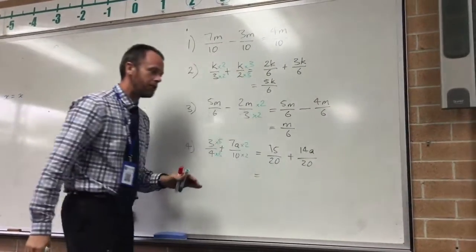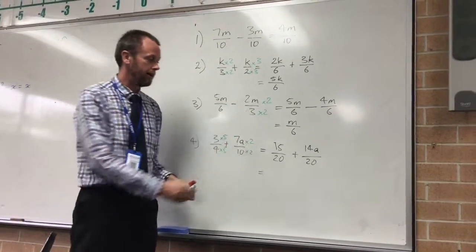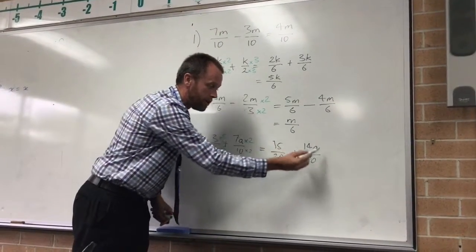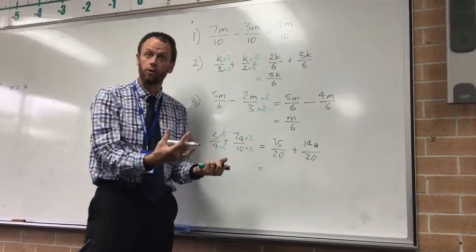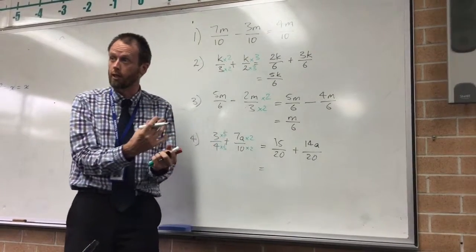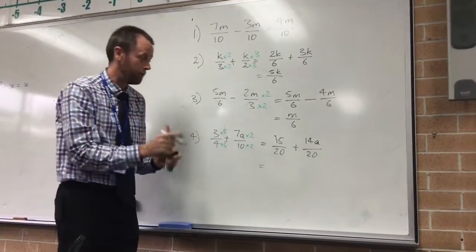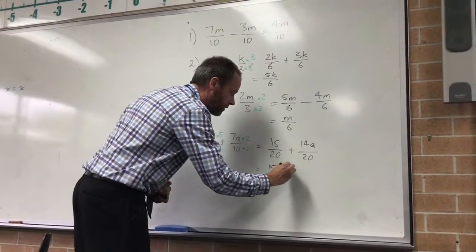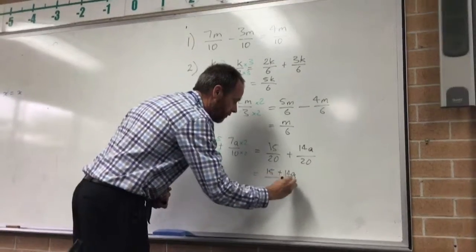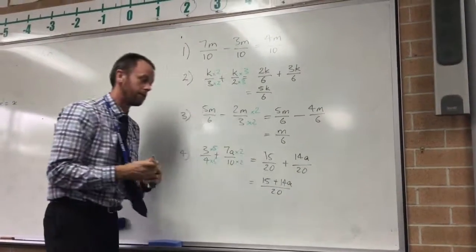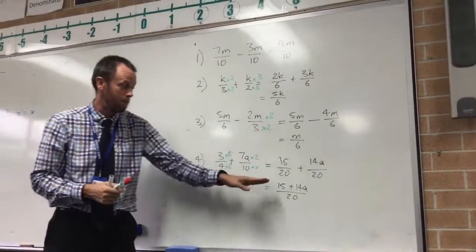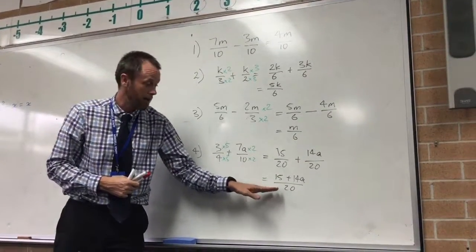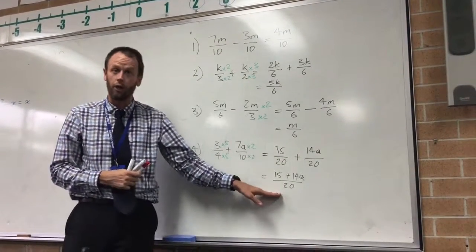I now add these together, but I notice straight away 15 and 14a are not like terms. I can't just join them together. I have to keep them separate. So actually, as far as I can go in this question, is to write it like that. 15 plus 14a, they must stay as unlike terms, but I can put it like that, all divided by 20.